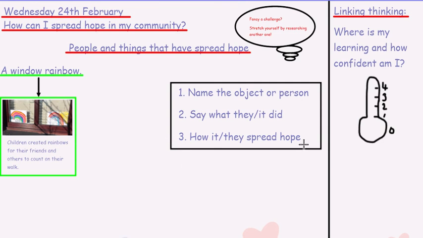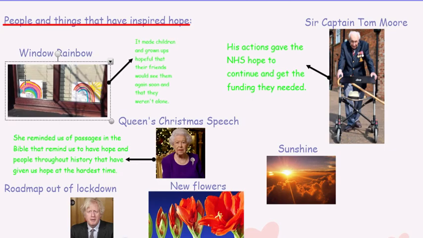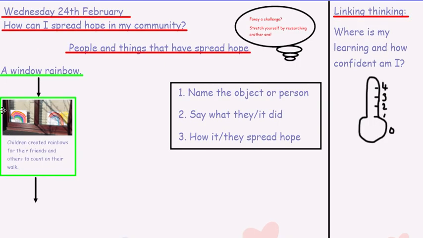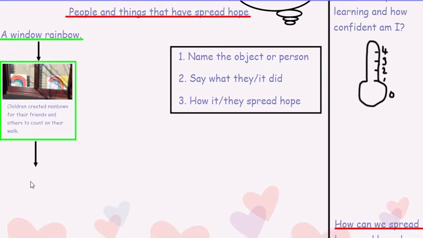And then number 3, how did it spread hope? So I'm going to go back to that page. I'm going to do my little flow diagram down here. How did it inspire hope? It made children and grown-ups hopeful that their friends would see them again soon and that they weren't alone. So I'm going to put that down here as my number 3 part.